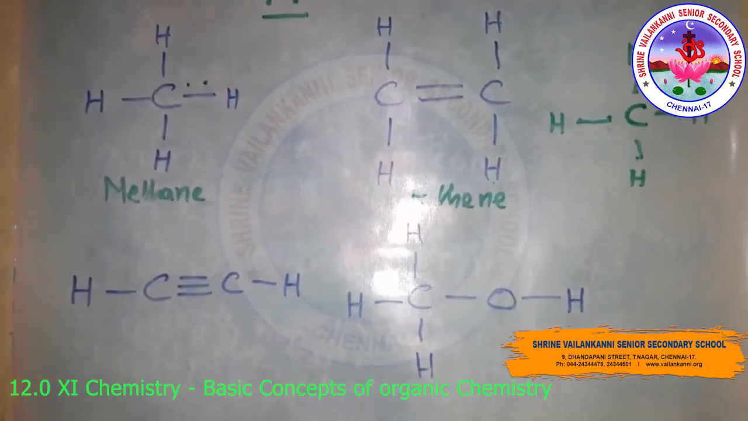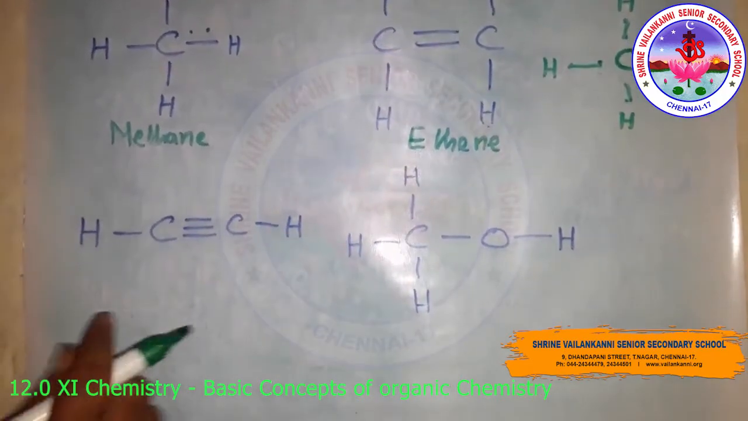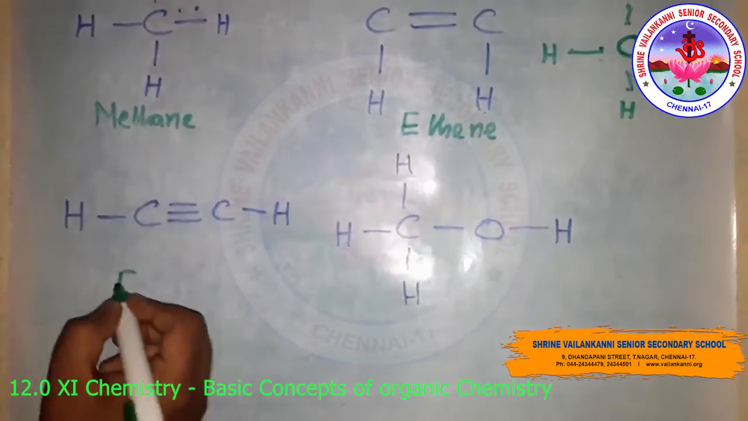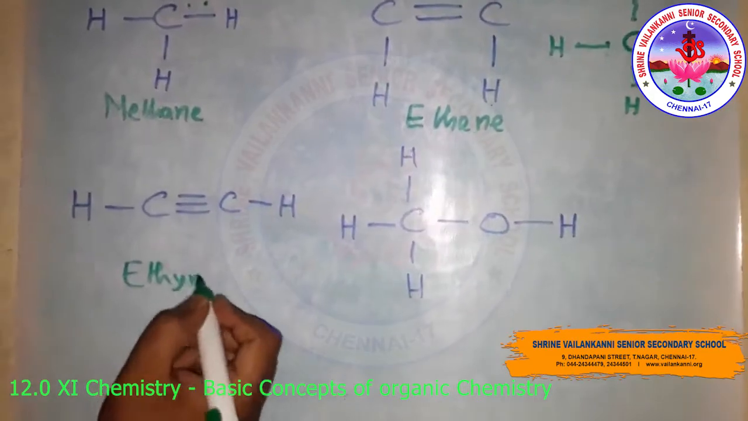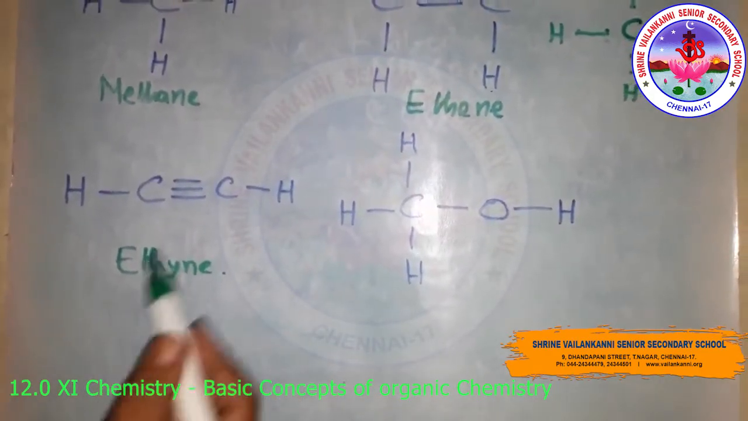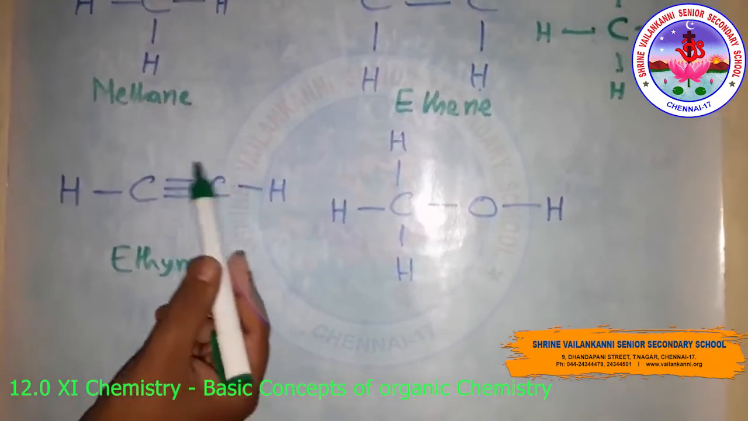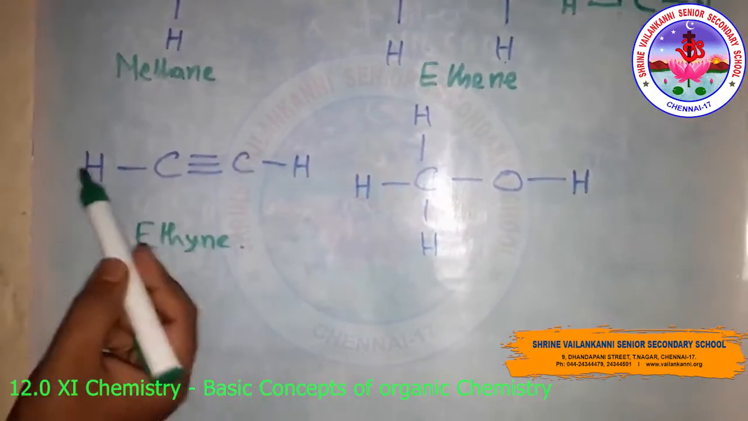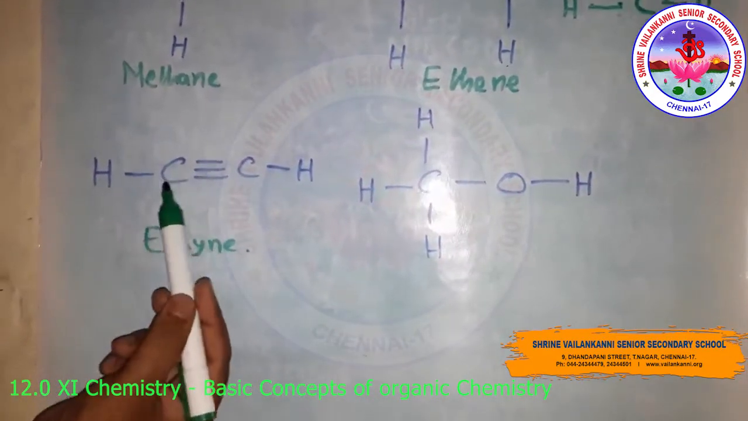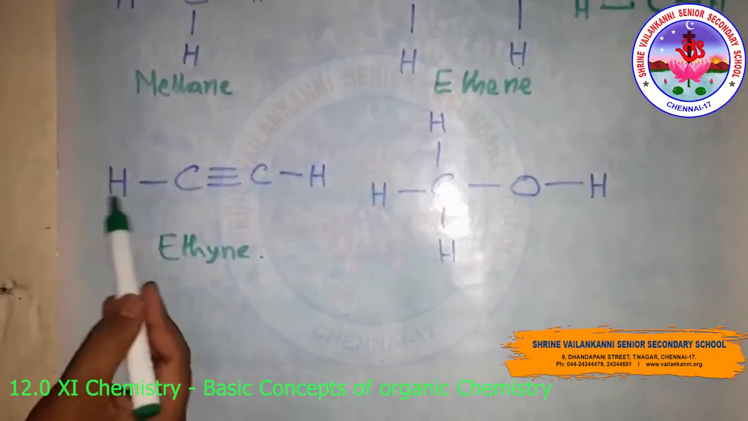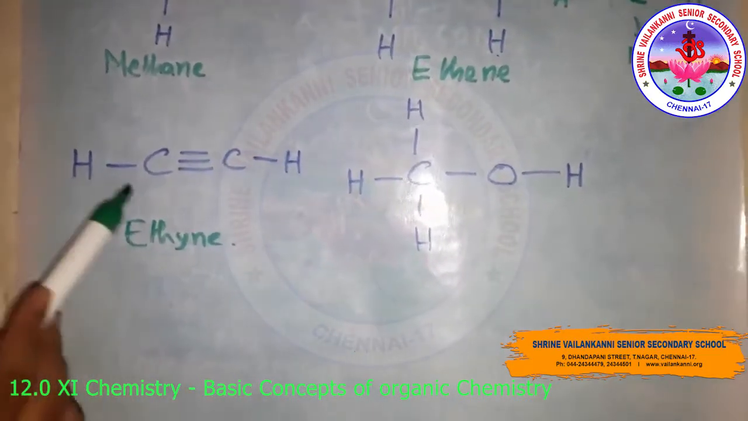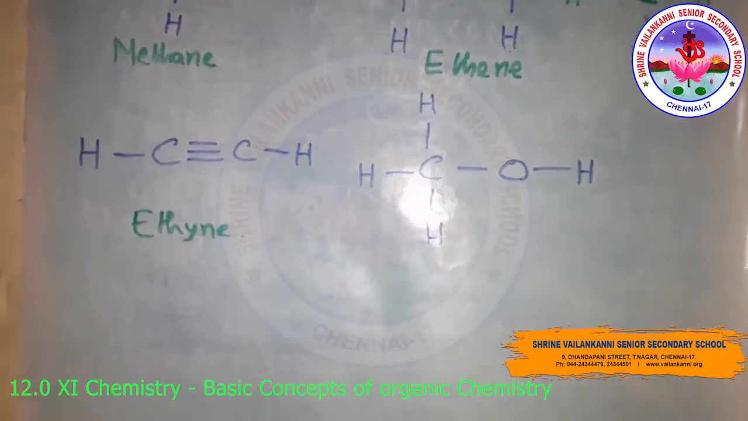Then look at this carbon-carbon triple bond. This is a compound containing a triple bond, so ethyne. Now check: this carbon has 8 electrons and this carbon has 8 electrons. This hydrogen has 2 and this hydrogen has 2. So this is the structural arrangement of the ethyne compound.